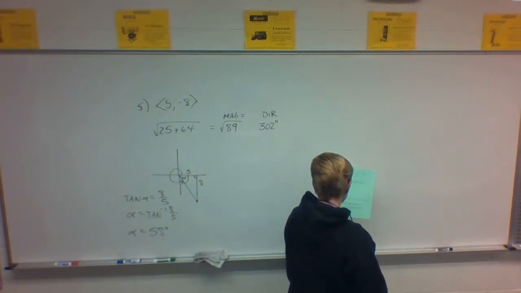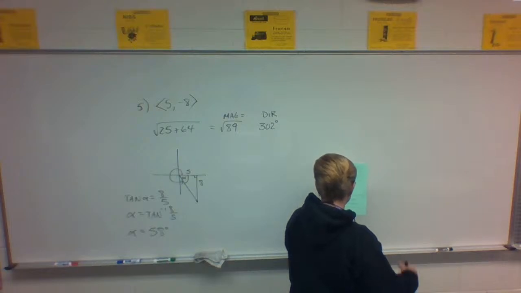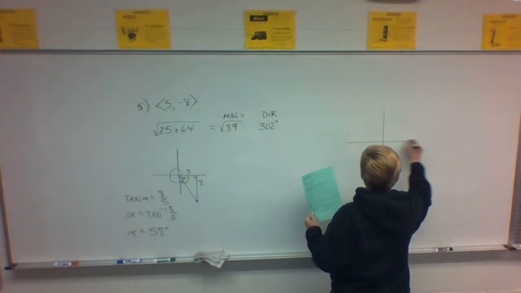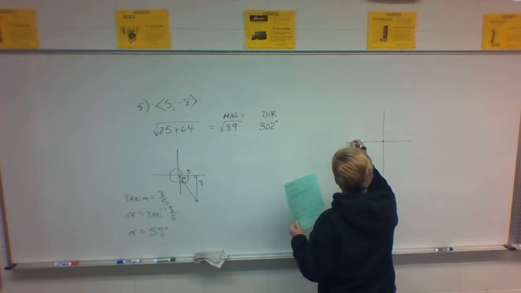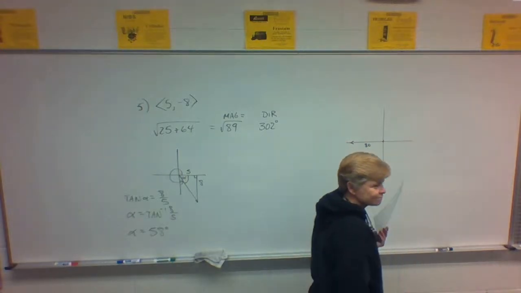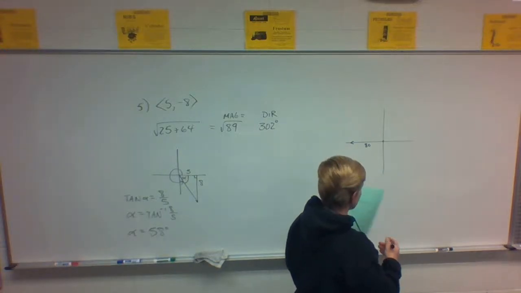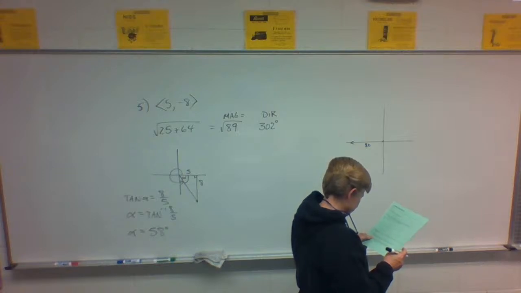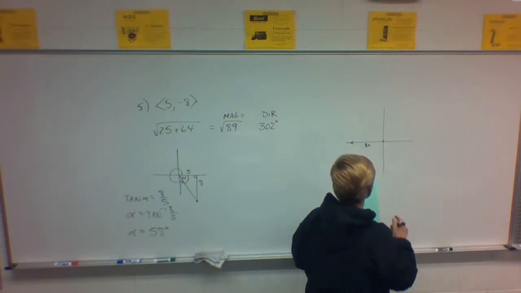One pulls a barge directly west with a force of 80 newtons. Here's the barge. Here's the first rope. Here's how long it is. Not the length of the rope, how hard it's being pulled. It's 80 newtons, directly west. And another rope pulls the barge directly south with a force of 110 newtons.